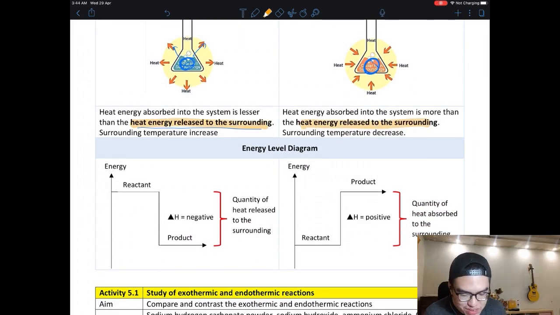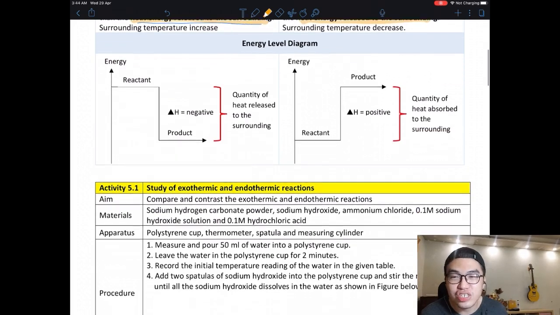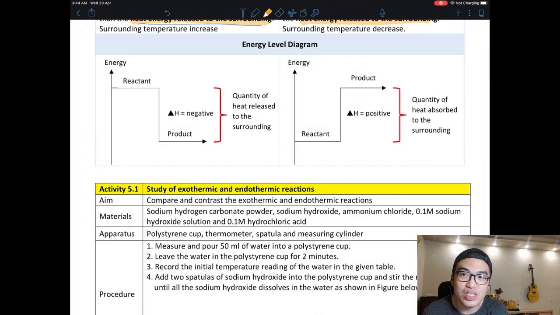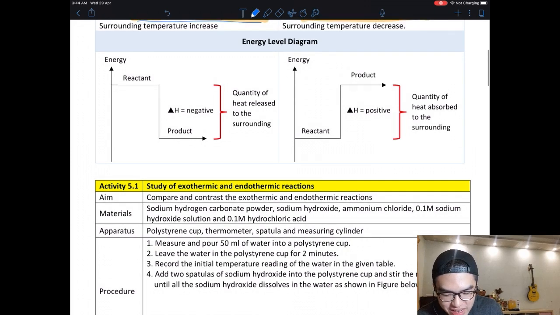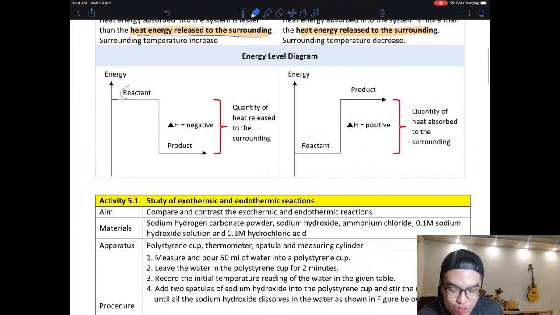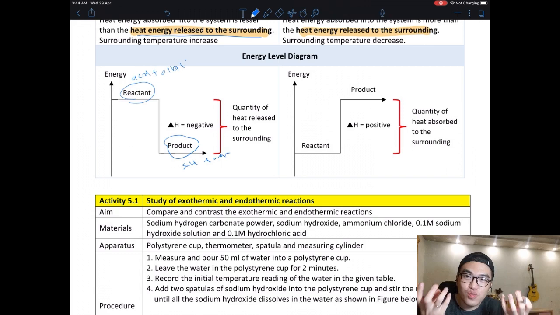Very simple stuff. Let's look at the energy diagram. This is the easiest way for you to understand. You have reactant and product. You know what is reactant? Let's say I have acid. Do you still remember last year? Acid and alkali. This is neutralization. When you add them together, you get salt and water. So acid and alkali, what you want to use is your reactant. When you add them together, what you get is your product.